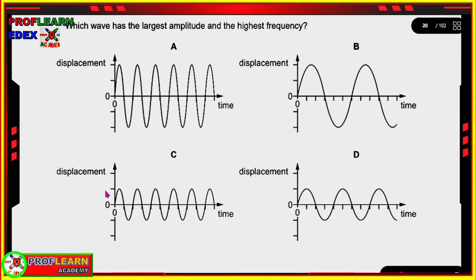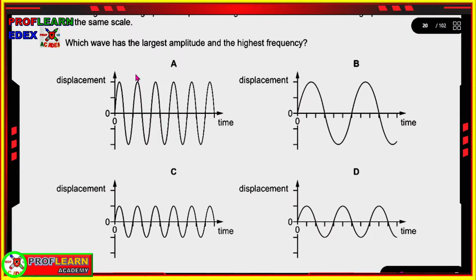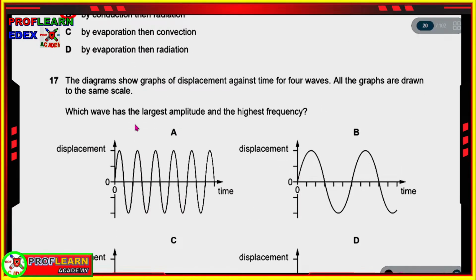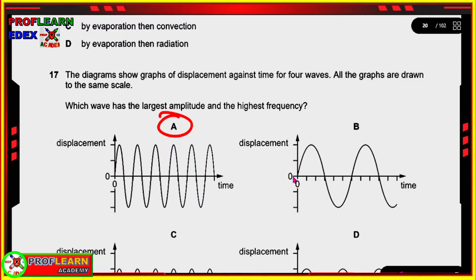So here, okay, this is small. The answer for question number 17 is A, because it's making more oscillations per unit time, and the amplitude we can see here is larger. Yes, this one has a large amplitude but a low frequency.